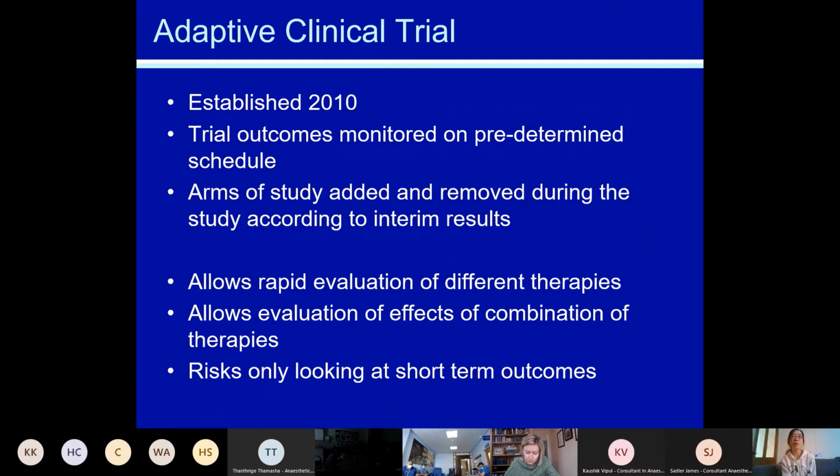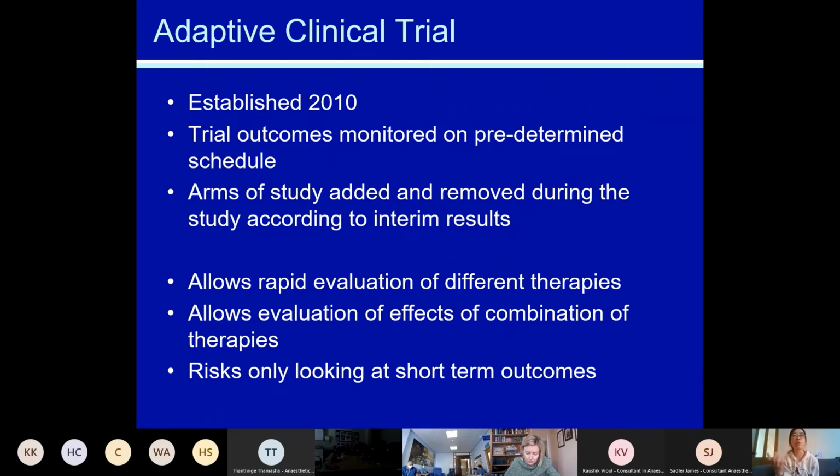So the benefit of using an adaptive clinical trial is that it allows rapid evaluation of different therapies. In terms of the recovery trial, that predetermined schedule is 28 days. So arguably every 28 days you had a set of results to look at, so you could then decide whether to keep or get rid of that treatment arm. And it also allows different arms of therapy to be looked at, either in combination or on their own, which gives you a wealth of information about whether different treatment arms work synergistically together, whether they might cancel each other out. But then the downside of using such a design is that you only look at short-term outcomes.